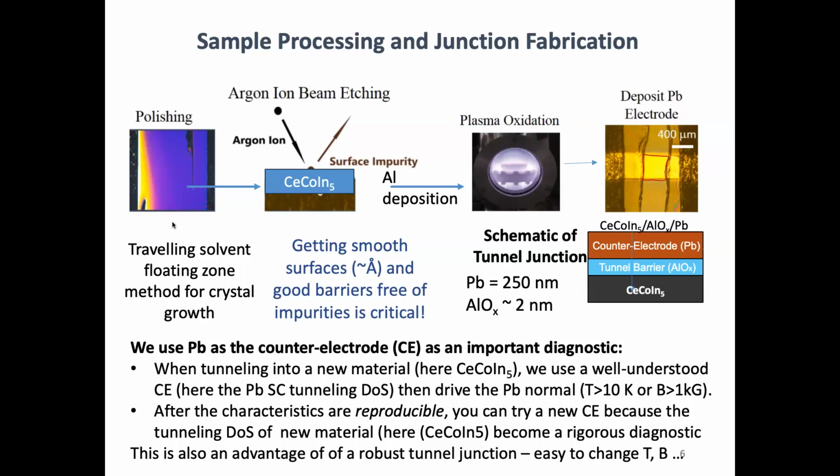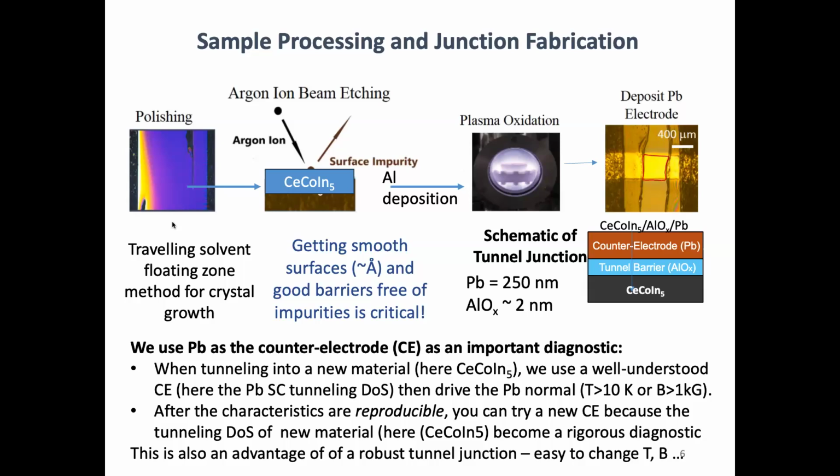And then we very quickly deposit a lead counter electrode. So here's the schematic: the counter electrode is lead, the tunnel barrier is aluminum oxide, and CeCoIn5 is the bottom. I'm going to say right now that I have some preliminary data in my backup slides, but because of so many questions in the data, we're developing different counter electrodes and different barriers. So we've developed the magnesium oxide barrier just to see what's going on here. You'll understand why later on, because one of the explanations for what we see is an impurity in the barrier.